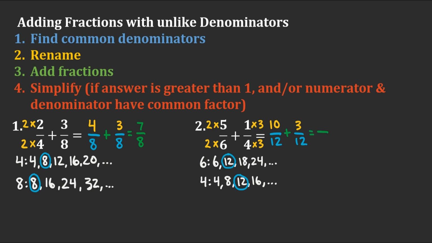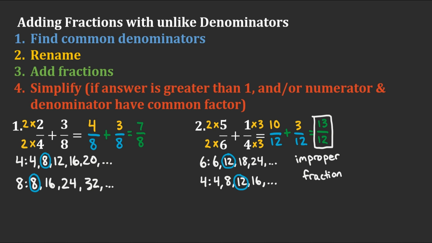When we add our fractions, our denominator stays the same. Our operation of addition only works on the numerators. So 10 plus 3 equals 13. And really, we could stop right there. 13/12 is the correct answer, at least the correct value. However, it is written as an improper fraction.